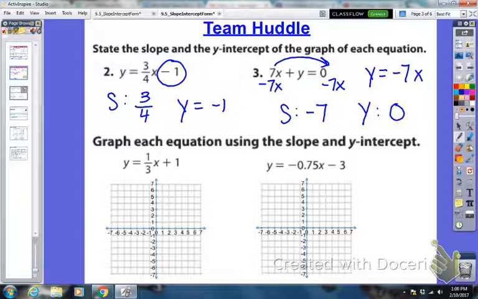All right, the next problem, we have to graph the line. So first, plot your y-intercept, which is positive 1 on the y-axis. Your slope is positive 1/3, so that means I rise 1 and run to the right 3. So this point right there.